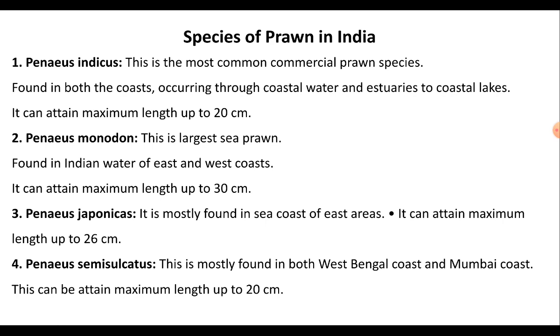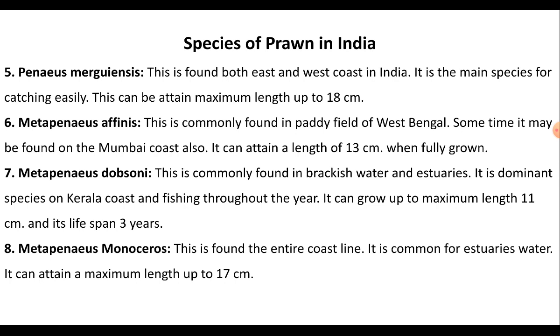Penaeus japonicus. It is mostly found in the sea coast of east areas and it attains the maximum length of 26 centimeters. Penaeus semisulcatus. This is mostly found in both the West Bengal coast and Mumbai coast, and it can attain the maximum length of 20 centimeters. Penaeus marginatus. This is found in both east and west coast of India, and it is the main species for easy catching, and it can attain the maximum length of 18 centimeters.